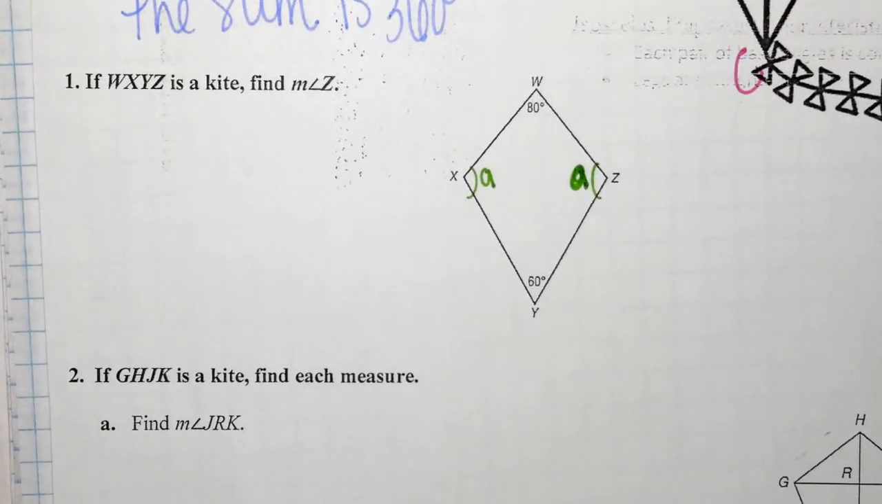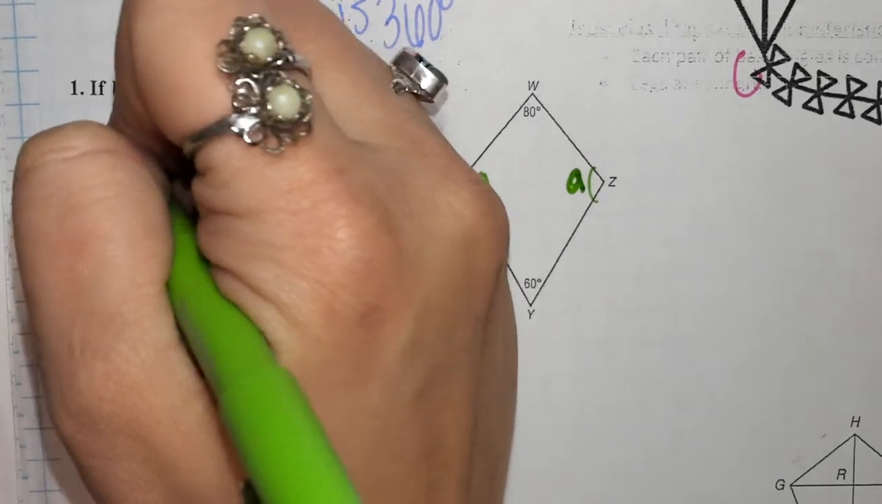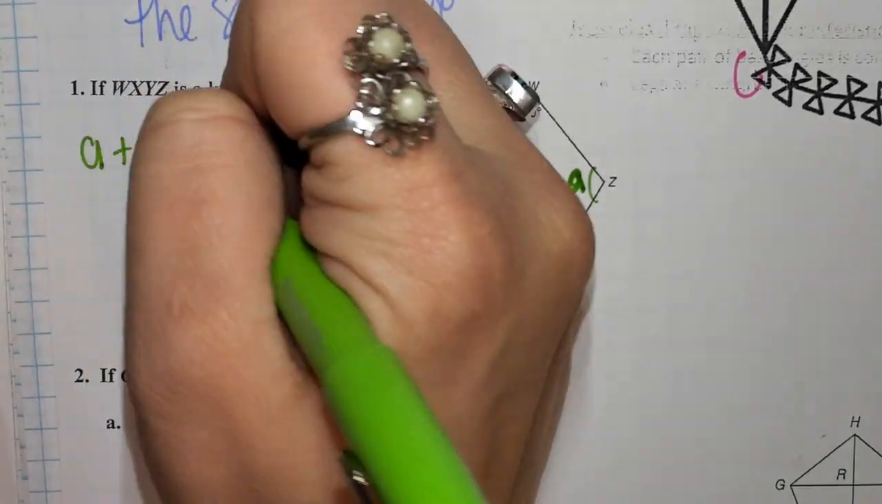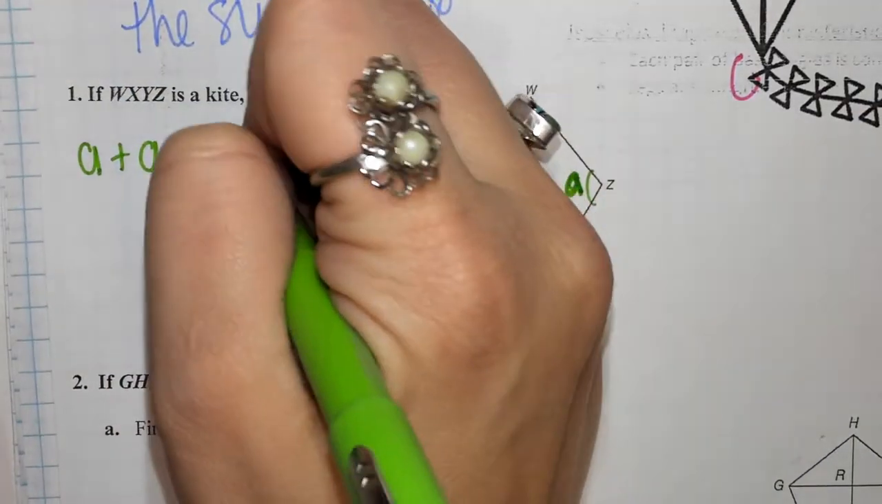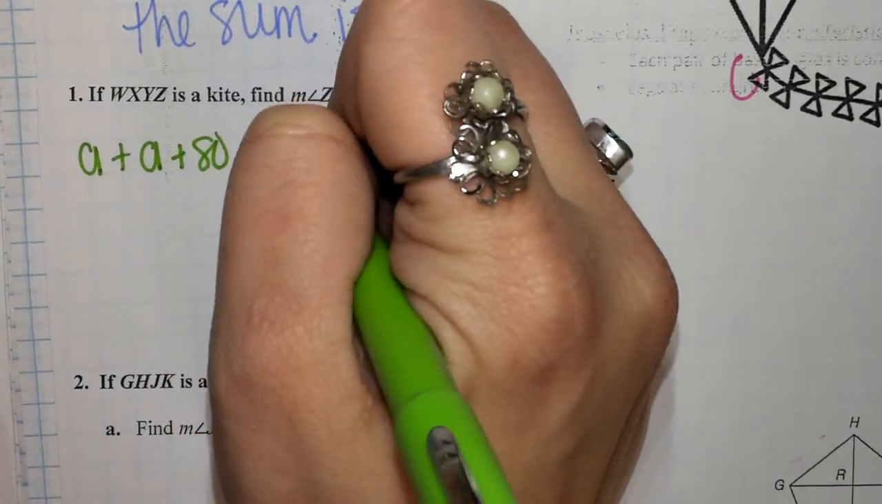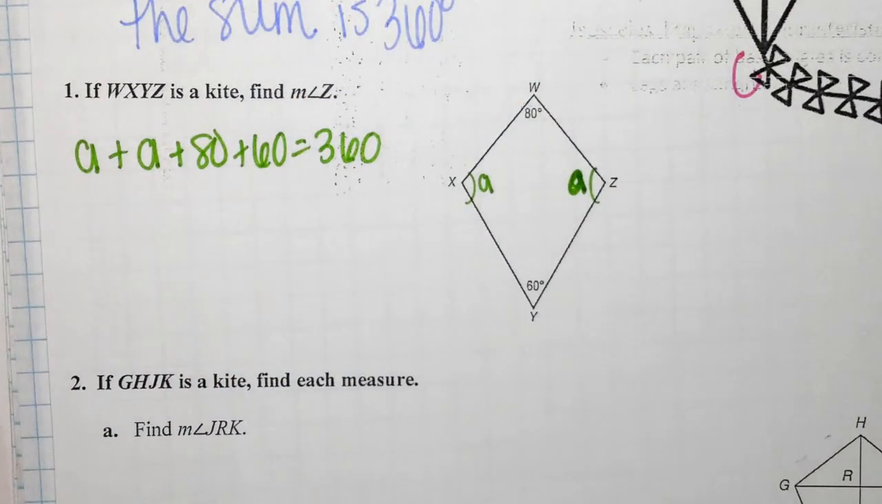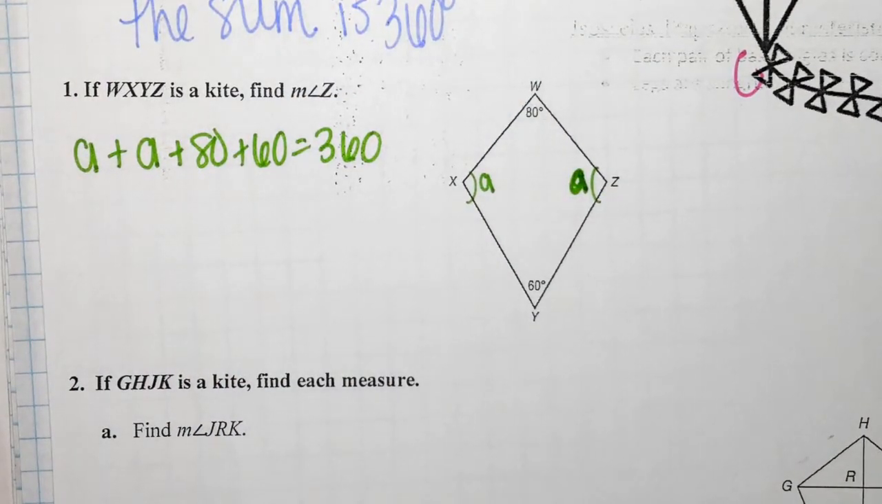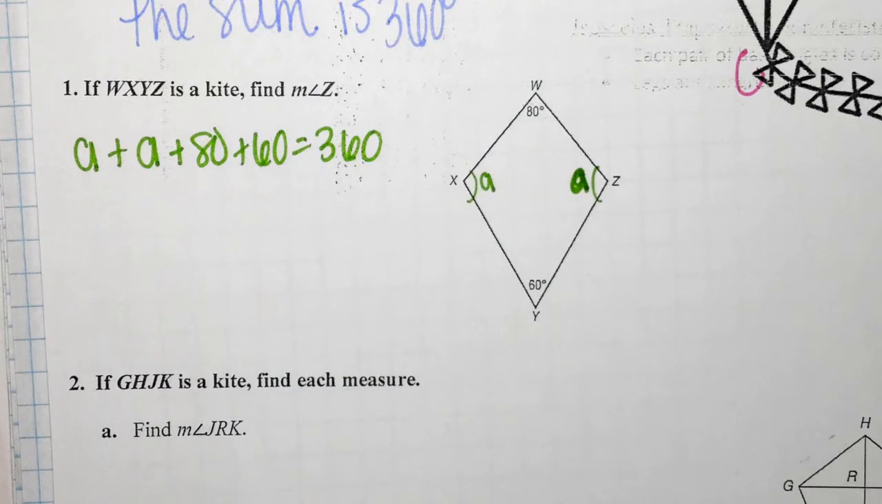Now, what would we do with all of those angles on the inside? Add them and set it equal to? 360. So we have A plus 80 plus 60 equals 360. Make sure you have all 4 angles because it's a quadrilateral. Do it.